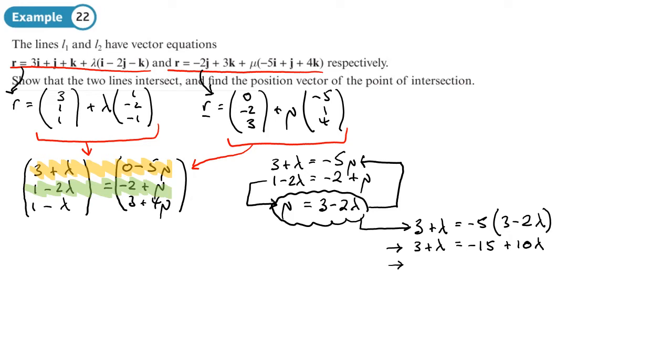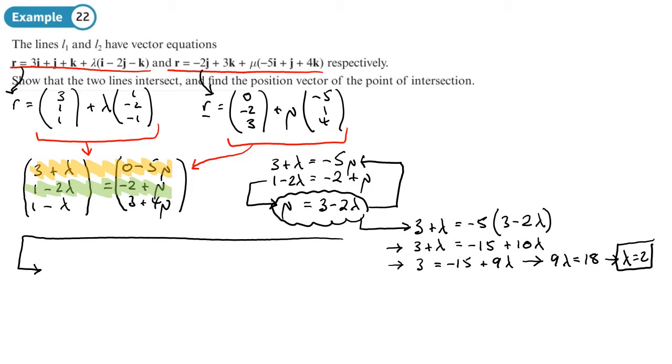Then I will take lambda away from both sides, so 3 equals negative 15 plus 9 lambda. Add 15 to both sides, so I'll have 9 lambda equals 18, which means lambda equals 2. Okay, so let's substitute that back into the first equation. So if I substitute that into this equation here, that will give me 3 plus 2 equals negative 5 mu, which means that mu equals negative 1.